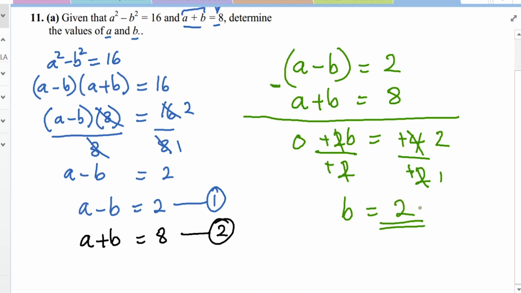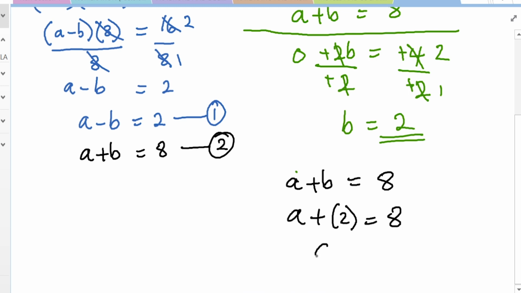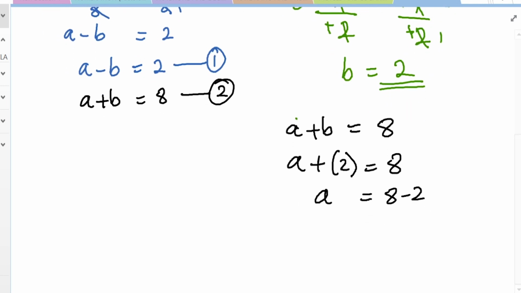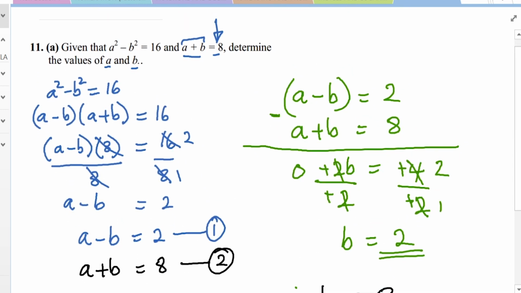After getting our value of b as 2, we can go ahead and find the other value, a. We can choose an equation, a plus b is equal to 8. So a plus our value of b, which is 2, is equal to 8. Then our value of a is definitely 8 minus 2, and we have our value of a there as 4. So our value of a is 4, our value of b is 2. We've answered the question that says find the values of a and b.